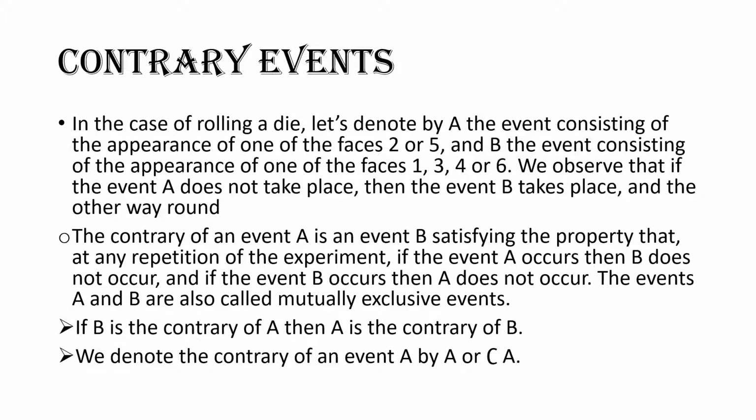The contrary of an event A is an event B, satisfying the property that at any repetition of the experiment, if the event A occurs, then B does not occur, and if the event B occurs, then A does not occur. The events A and B are also called mutually exclusive events. If B is the contrary of A, then A is the contrary of B. We denote the contrary of an event A by Ā or CA.